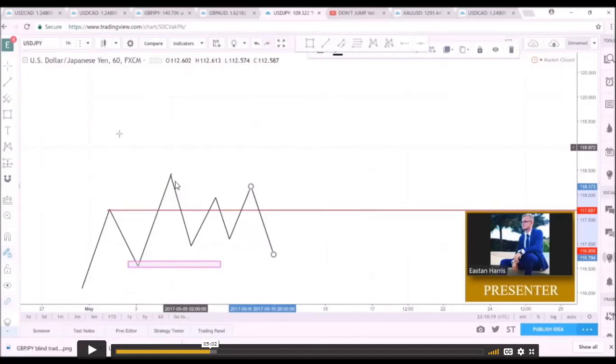Yes, you don't want to get into a trade when it's consolidating, but if you're already in the trade and something like this happens, as long as it doesn't break your structure, you're going to stay in it. As long as it doesn't break, guess what? It's going to eventually go up.